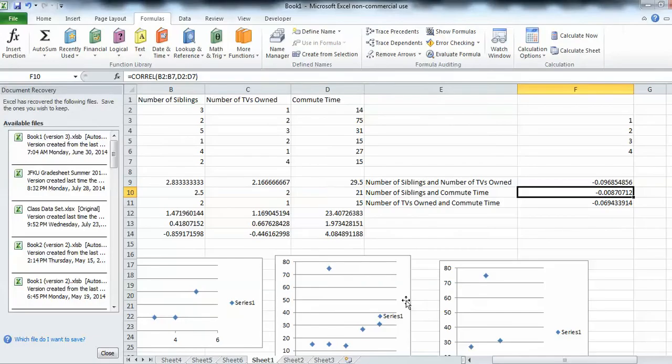The important thing to remember is to pay attention to the decimal places, because one easy way to make a mistake is if you confuse negative 0.09 with negative 0.9, or if you confuse negative 0.008 with negative 0.8.